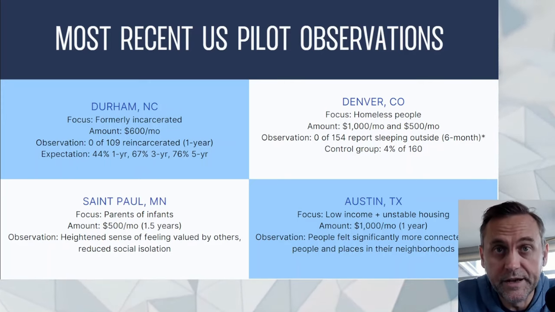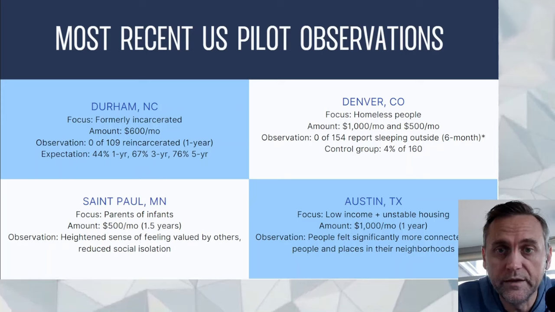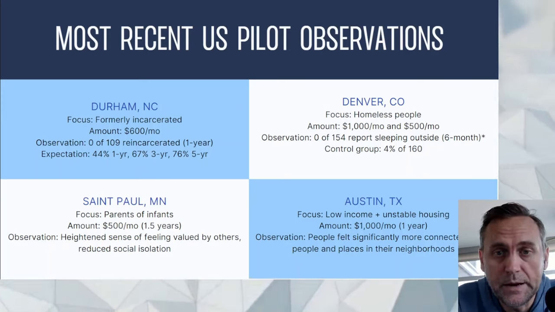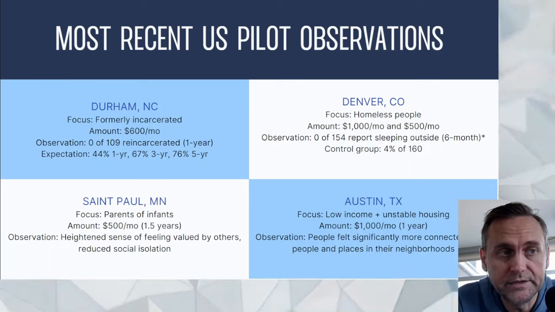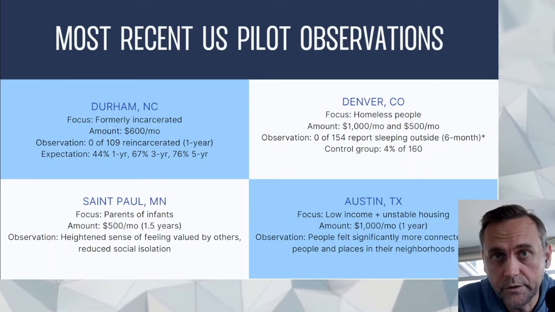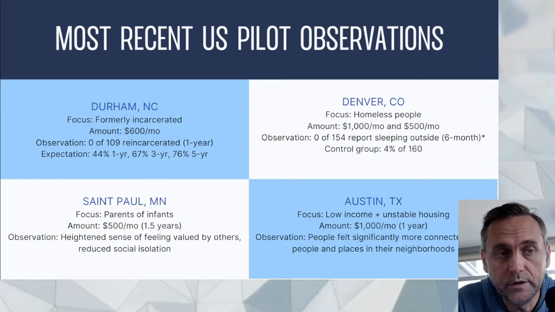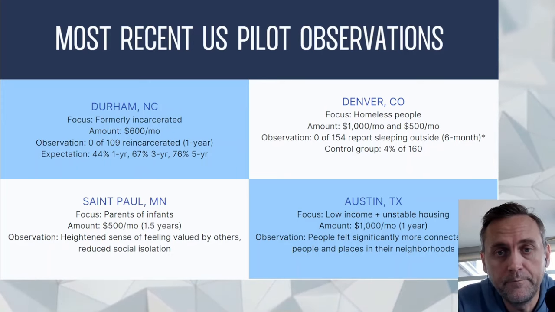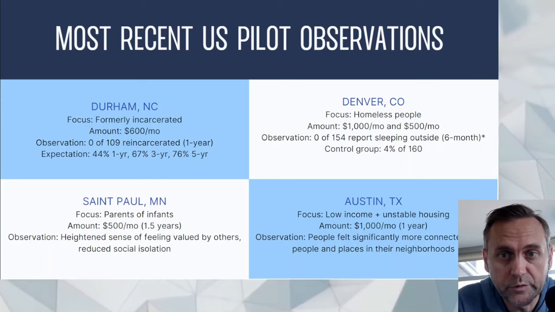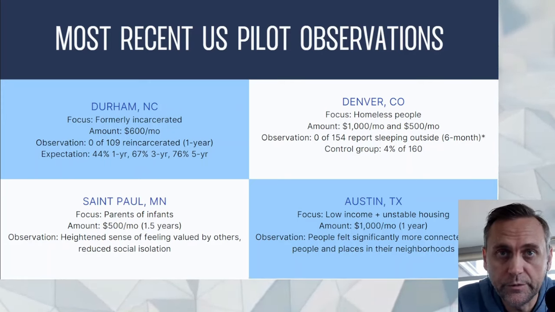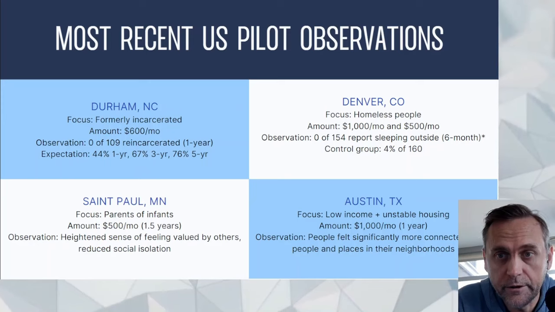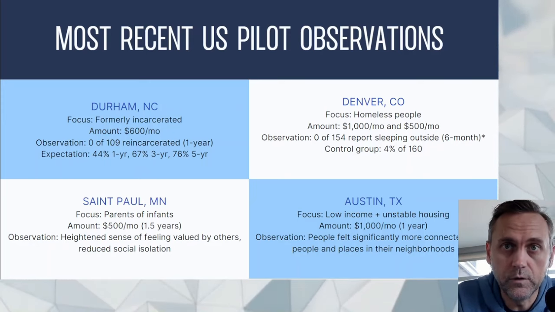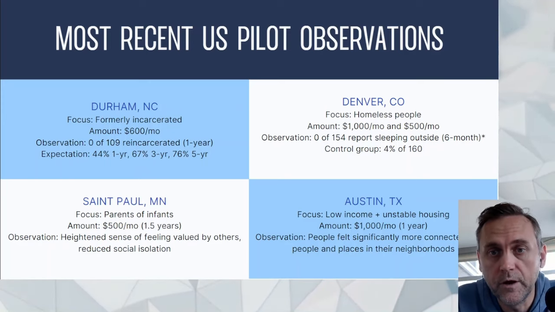And then in Denver, something exciting too. This is the pilot focused on people experiencing homelessness. And this pilot is designed with testing. Besides the control group that's provided $50 a month to just be part of the control group and do surveys, there's a group that's receiving $1,000 per month. And there's also a group that's receiving $500 per month after an initial $6,500 one-time payment right at the beginning.